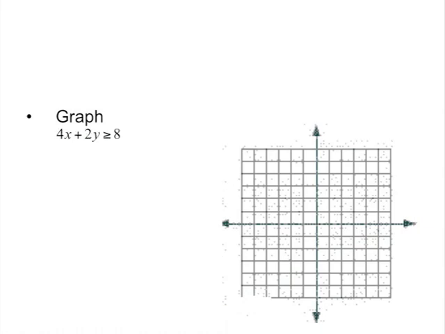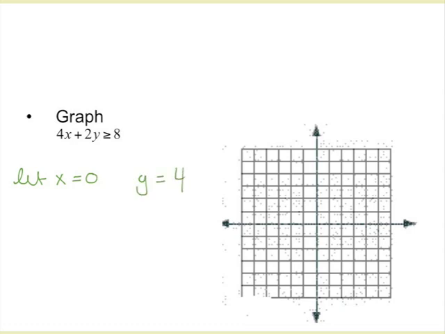So for this example, you could get y alone if that's your preference. I'm not going to. I'm going to let x equal 0, and what do I get for y? 4. So I can put a point on y is 4. Then I'm going to let y equal 0, and I get x is 2. Put a point on x is 2. Dotted or solid? Solid line, because there is an equal to bar.